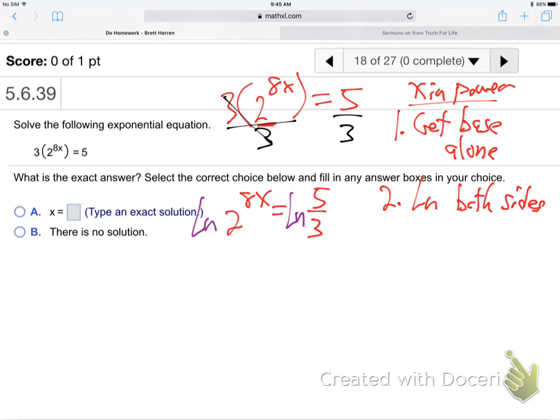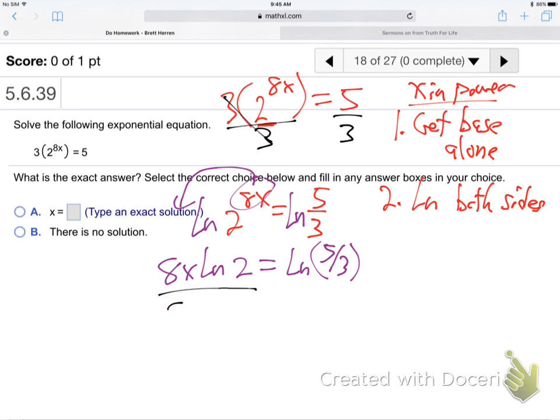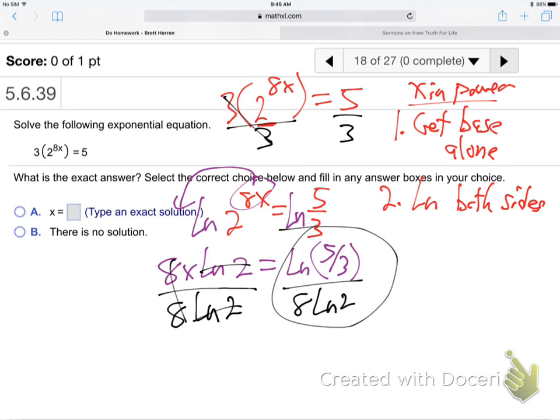Ln both sides. And what is the power? That's the greatest quality of logs. They dethrone powers. Good so far. And now X is just saying, I want to be alone. And X is out of power, so it's not hard to do now. Just divide. 8 and ln2 are just numbers, aren't they? Just divide by them both. 8's gone, ln2's gone, X is alone. There it is.